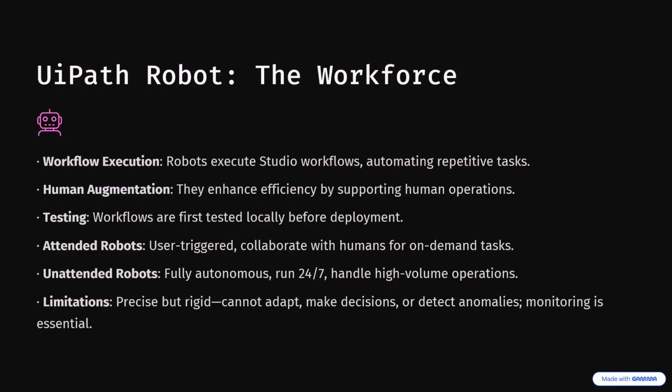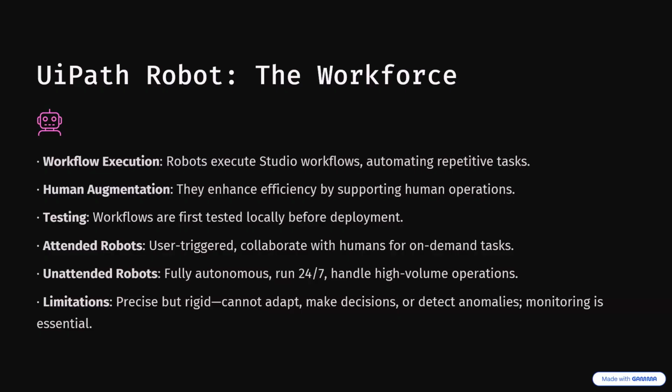Unattended robots operate fully autonomously. They can run scheduled tasks, process high volumes of data, and work 24/7 without human intervention. For example, they can automatically process invoices, reconcile accounts, or update databases across multiple systems.